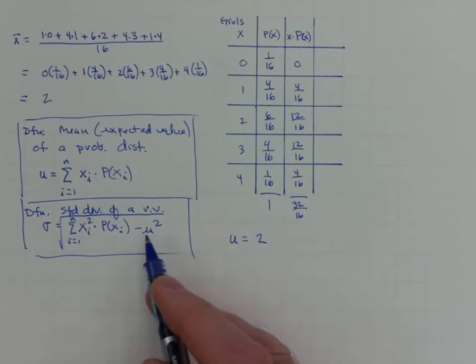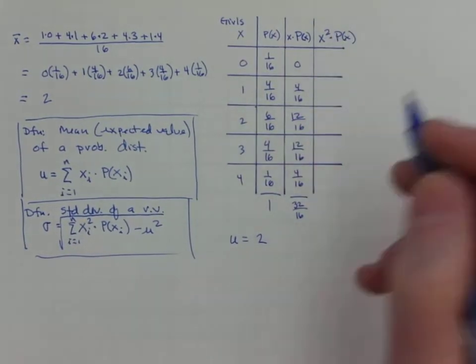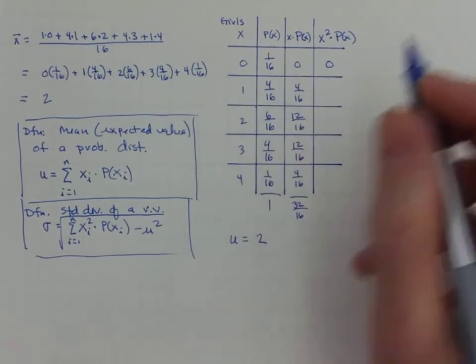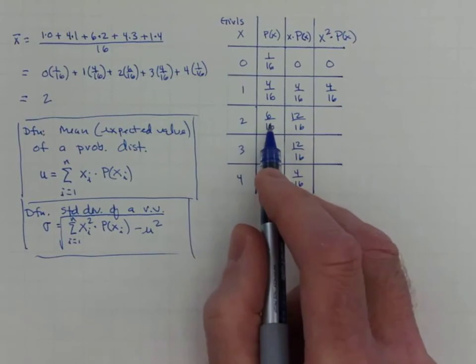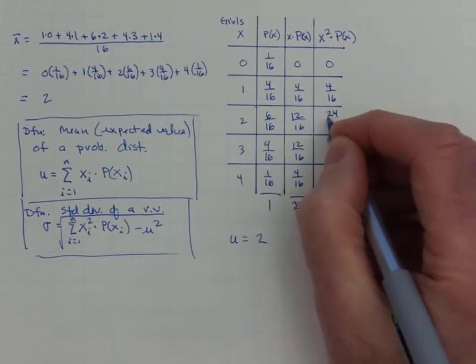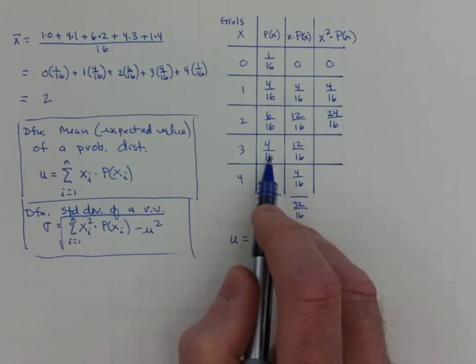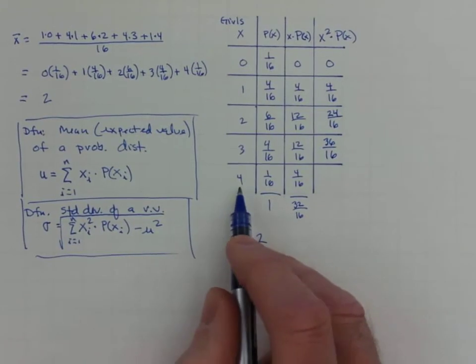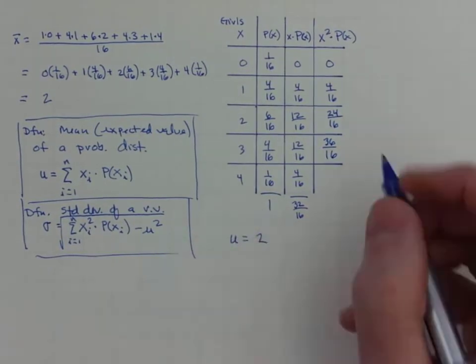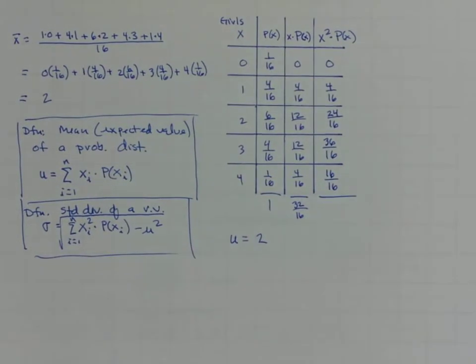Then if I wanted the standard deviation, I would have to take a look at the squares of the x's times their probabilities. So I got 0 squared times 1/16, 1 squared times 4/16. 2 squared is 4, times 6/16 is 24/16. 3 squared is 9, times 4/16 is 36/16. And finally, 4 squared is 16, times 1/16 is 16/16. And some of these, of course, we could reduce, but since we're going to add them up, it might pay us not to do that just yet.